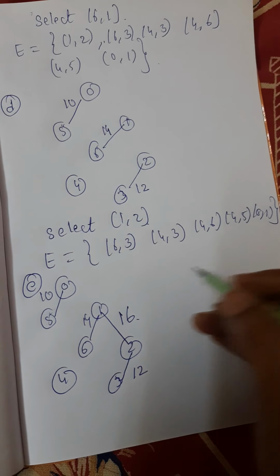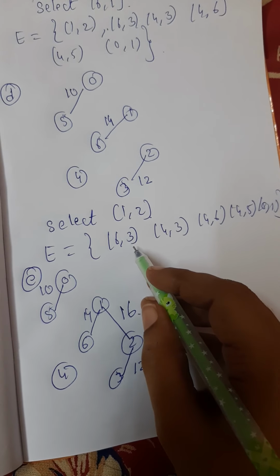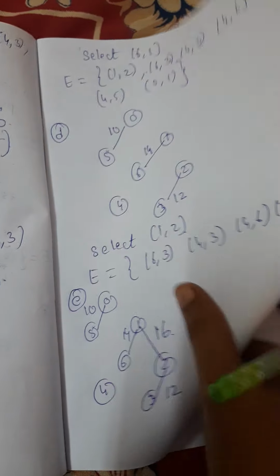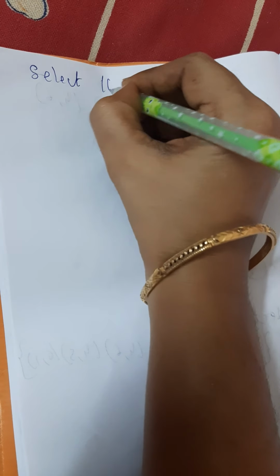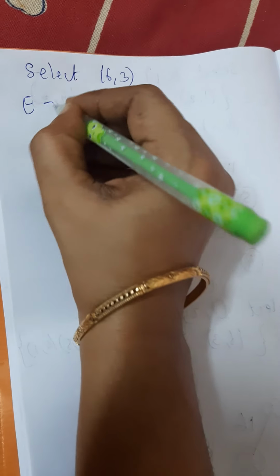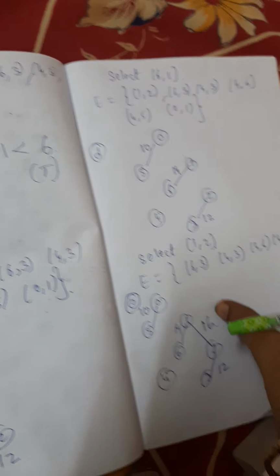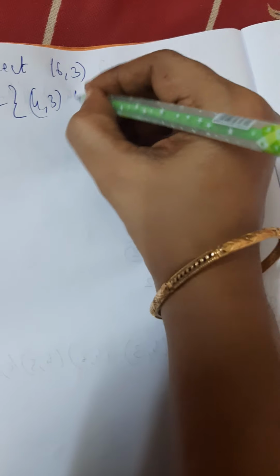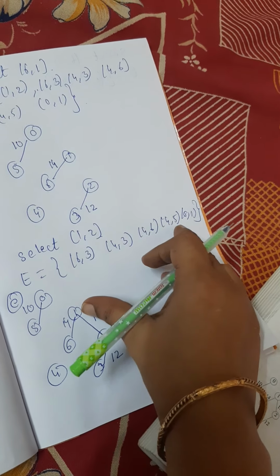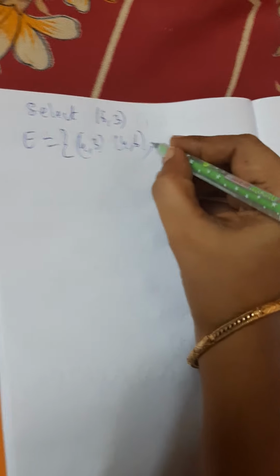Now next what I'll do is I will select 6 3. So I will select 6 3 and I will remove it from the edge set now. So if I remove 6 3, the remaining are 4 3, 4 6, 4 5 and 0 1.